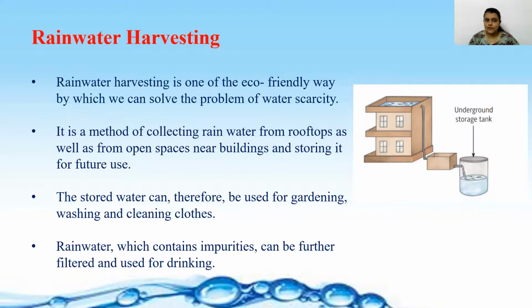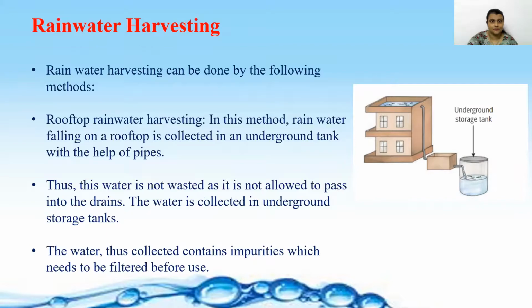That is what they will use. Children, the rainwater contains impurities. So even without removing impurities, if you want to use it for gardening, washing and cleaning clothes, you can do that. And rainwater which contains impurities can be further filtered, and you can even use it for drinking purposes.